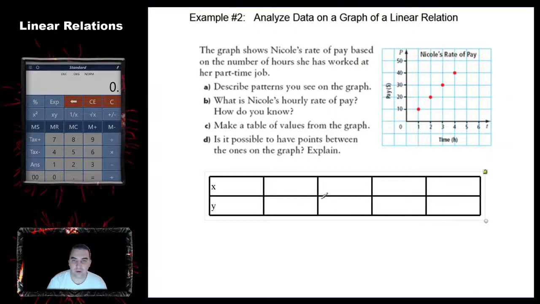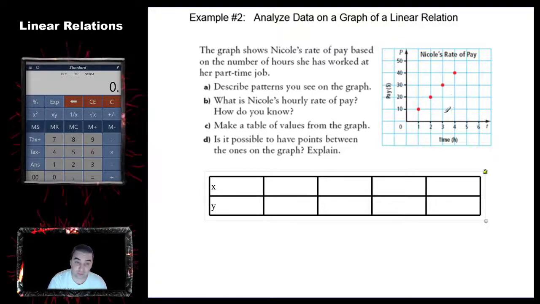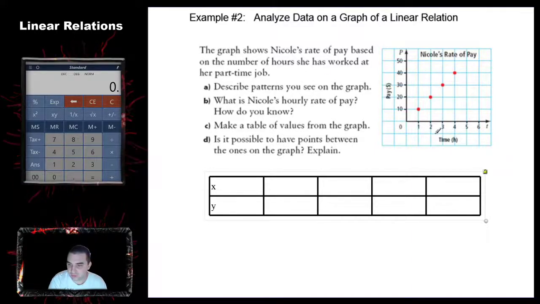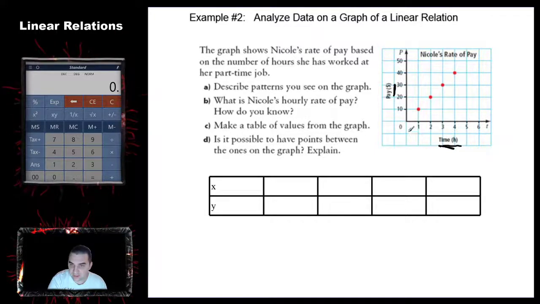All right, we're near the end here. We're just going to analyze a little bit of data. So this graph shows Nicole's rate of pay based on the number of hours she worked at her part-time job. So just looking at this graph, we have to see a few patterns. First, her time is reflected in the bottom. Her pay is reflected vertically.